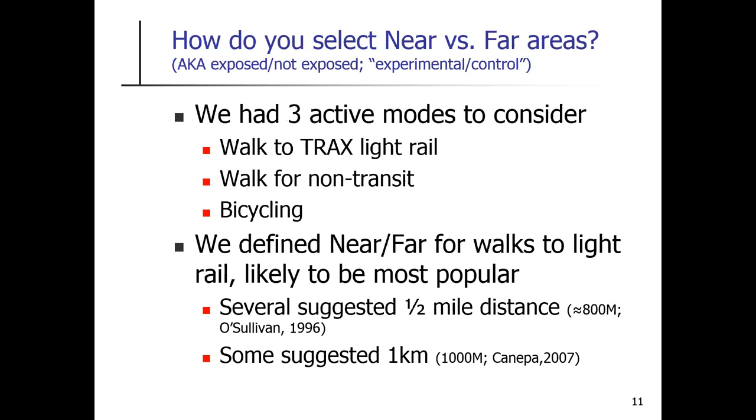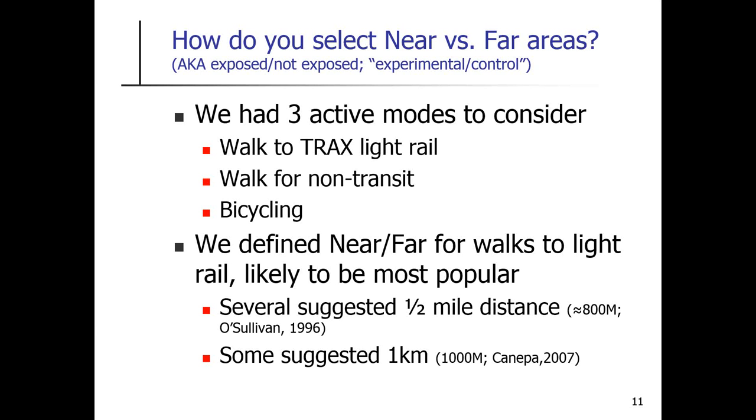Now, I'm going to take you down a little bit of a geeky path here about how you select your near and far areas. If you were going to be doing a study that compares near people who are exposed to a new path or bike path or rail line compared to far areas that you consider as control areas. When you consider it, we had actually 3 active modes to think about.